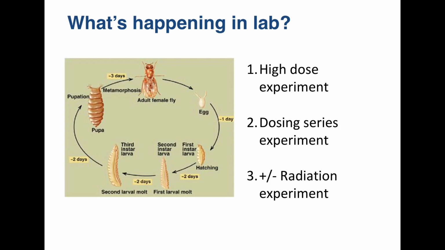Just to review, our experiment is based on fly development. You collect embryos or eggs in the population cages, allow them to develop into third instar larvae, and then we treat those third instar larvae with compounds in the food, we irradiate them, and then evaluate about 12 days later whether or not the larvae develop into adult flies.